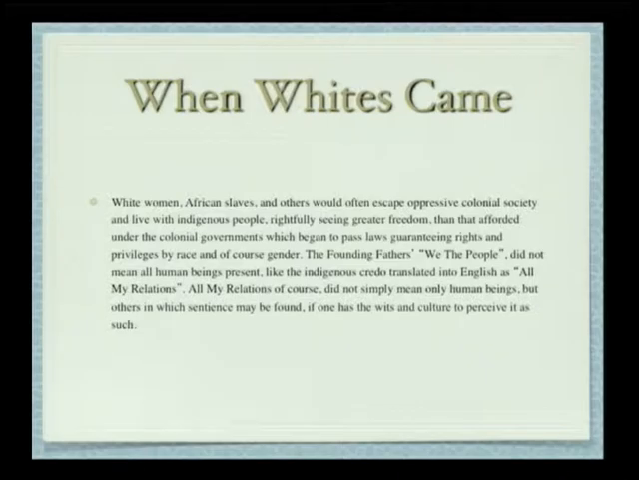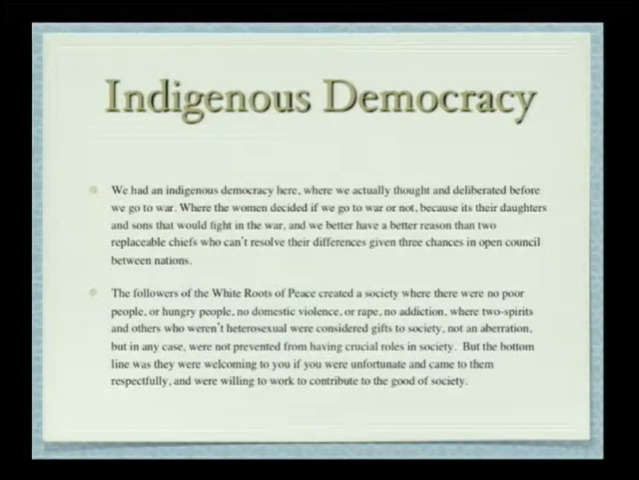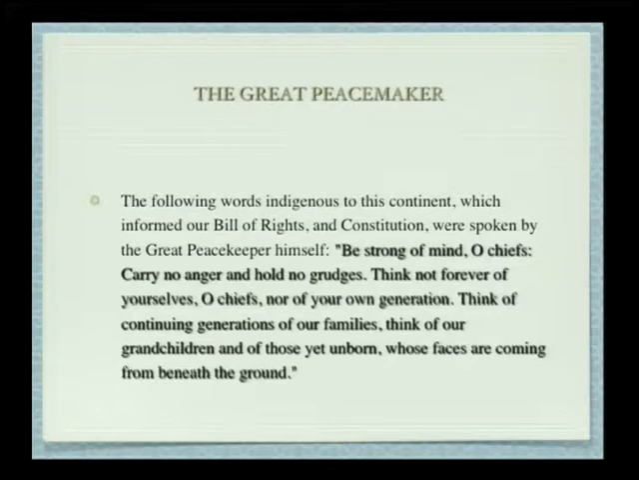All my relations, of course, did not simply mean only human beings, but others in which sentience, that is consciousness, may be found, if one has the wits and culture to perceive it as such. So the reason you take after animal clans is not because you're an animal, but because you like the qualities of those particular creatures, whatever they're able to do in whatever element that they exist in. So a statement attributed to the great peacemaker.